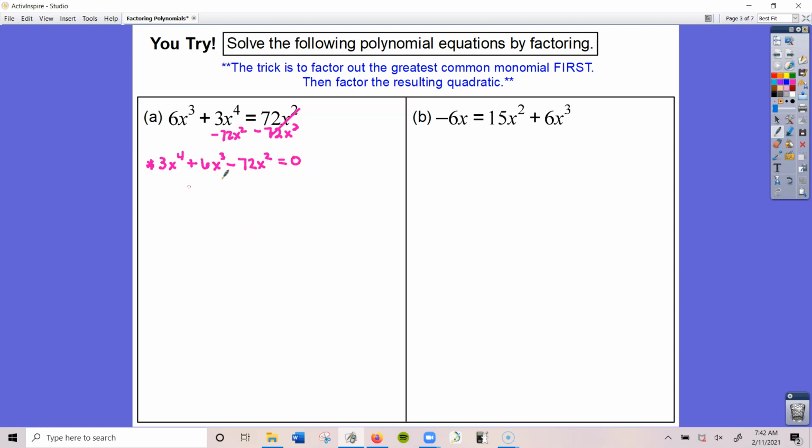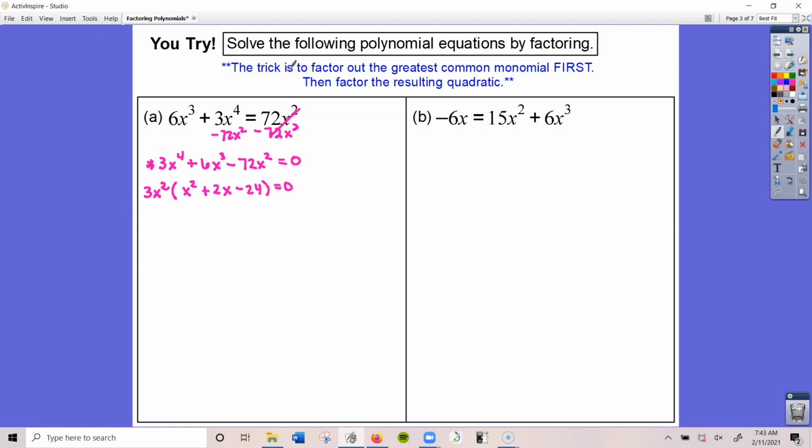Now each individual term can be divided by 3, so I'm going to factor out a 3. And then they all have at least an x squared. So I am factoring out the 3x squared. And now what I have left is x squared plus 2x minus 24.